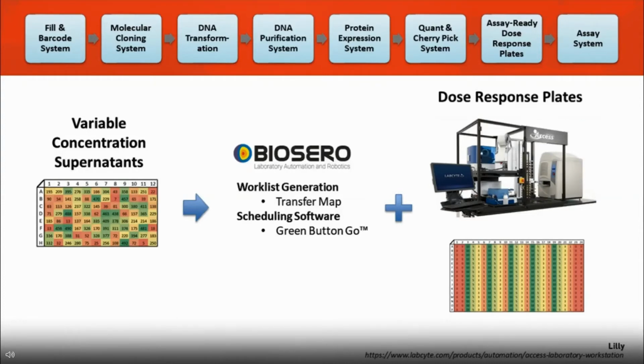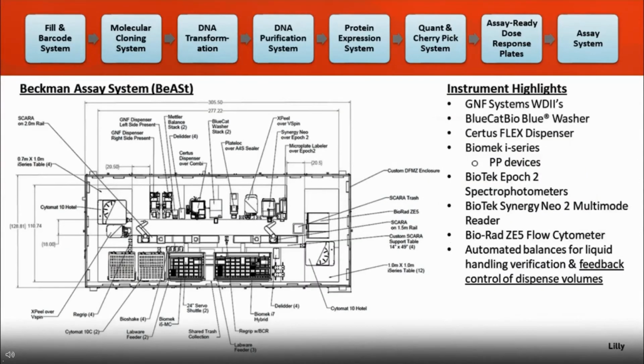So once we have our dose response plates ready, then one of our recent systems late last year we affectionately call the Beast, and that's a bit of a play on Beckman assay system. The drawing doesn't quite do it justice, but the scale is far larger than all of our other systems. To give you a bit of a flavor of the scale, this is a 1.5 meter precise robotic rail on the right, and on the left it's a 2 meter rail. And it's a fully enclosed system with 25 HEPA filters on top, capable of running BSL2 screens.